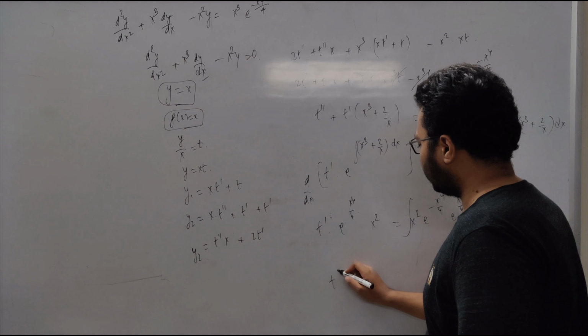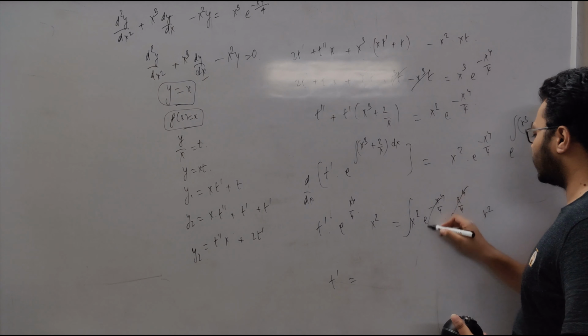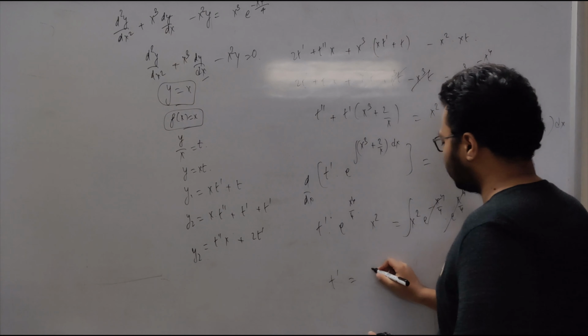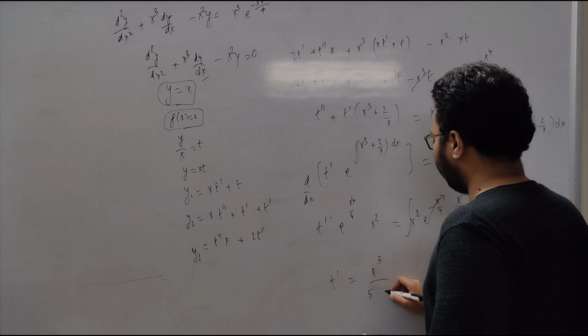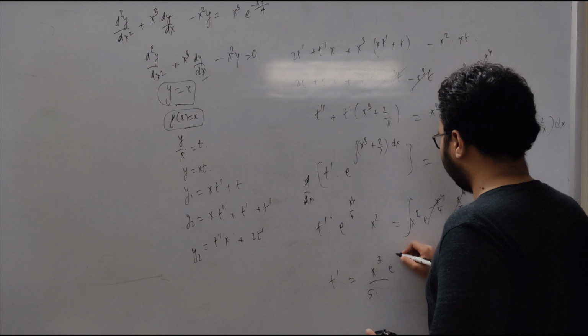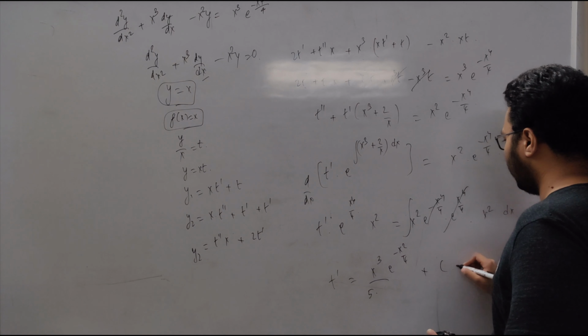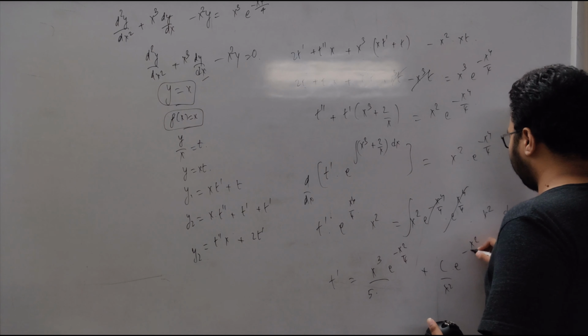So t dash is equal to this gets cancelled and it is dx. So this is x⁵ by 5. So x³ by 3, x³ by 5 e to the power minus x square by 4 plus c upon x square e to the power minus x square by 4.